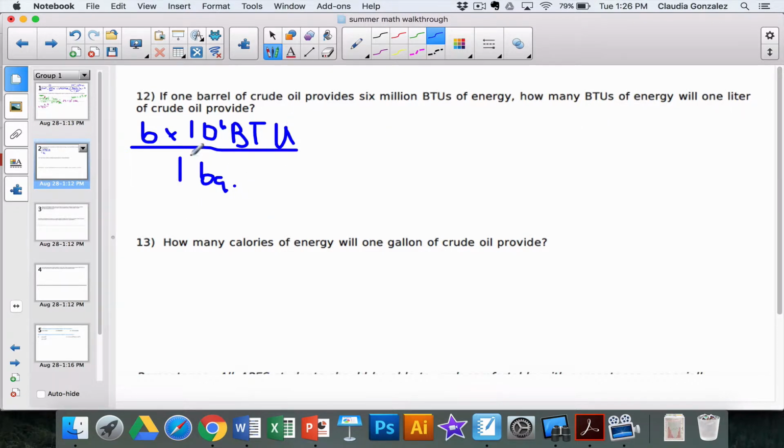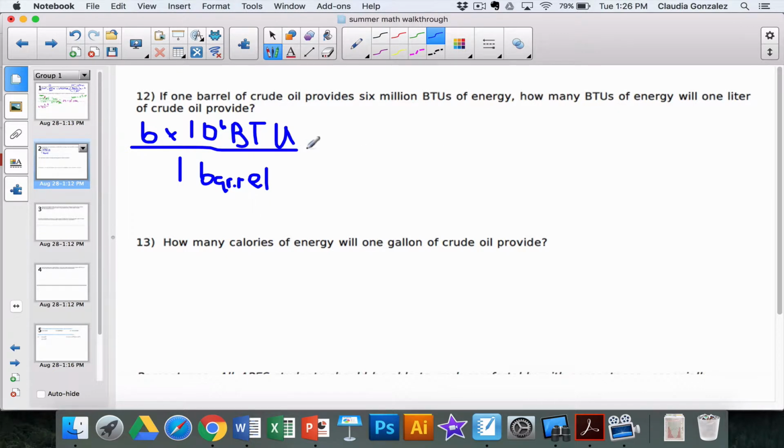All right, so I know how many BTUs are in a barrel, a big old barrel, right? Let's see if I can convert directly from barrels to liters. Looking at my list of conversions, it says 1 barrel of oil is 42 gallons. Let's see, but I want liters. Does it give me something directly from barrels to liters? Kilowatt hours, metric ton. No, but it does give me liters to gallons.